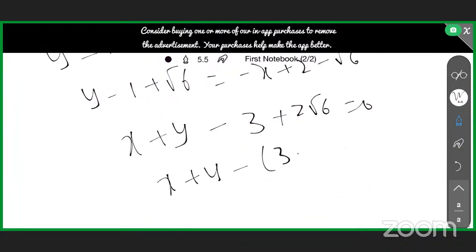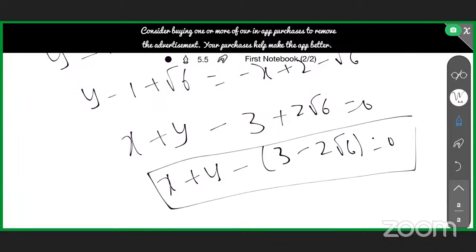A very simple problem, but based on the transformation of axes. This is how very often our questions will come in the Mains and Advanced. The question will not be very difficult, but it will be a combination of three concepts.